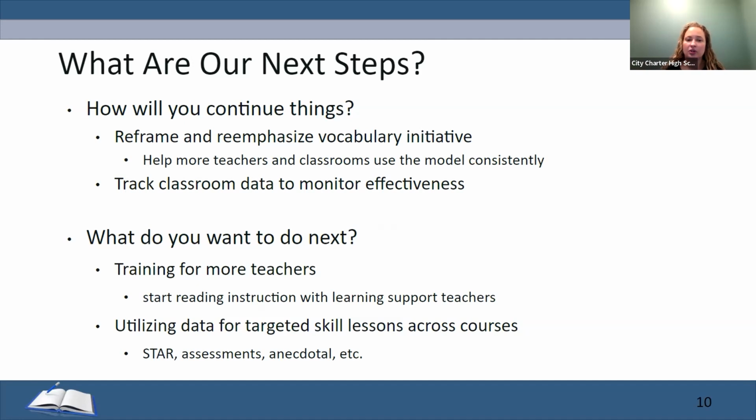We are also doing training for more teachers. So we're doing more reading instruction, specifically starting with our learning support teachers, and then we'll move on from there. And then as a school overall, we're utilizing data for more targeted skill lessons across the content areas based on STAR data, in-house assessments, anecdotal things, because we know that our students have, as many students right now do, a lot of needs, both with vocabulary, reading, writing, math, all kinds of things. So we're looking at this as how we can help students across different contents and different grade levels. And that's where we're at for now.